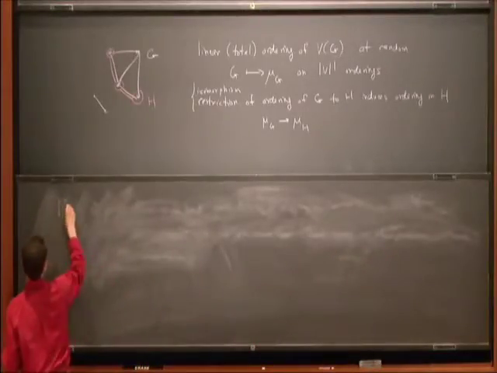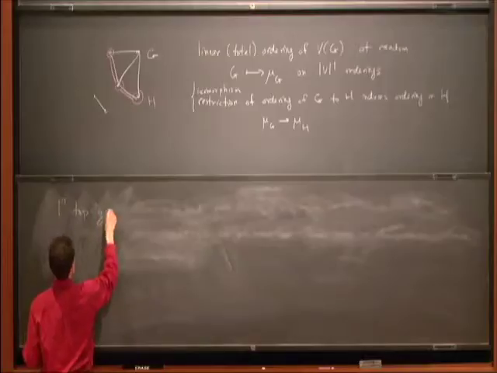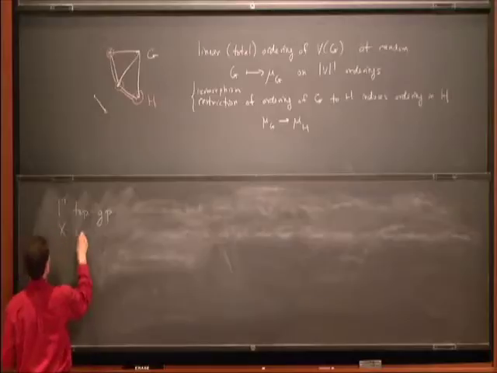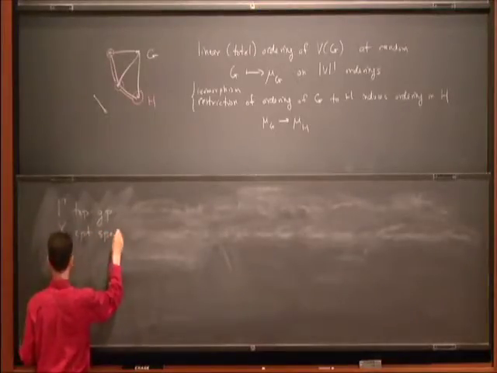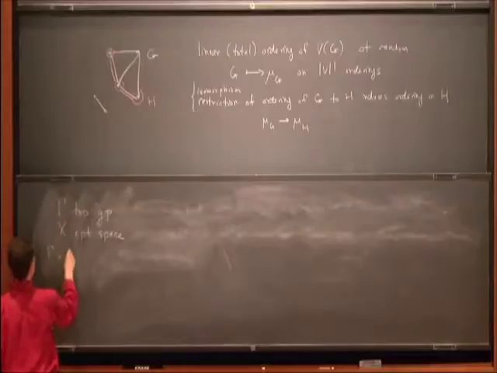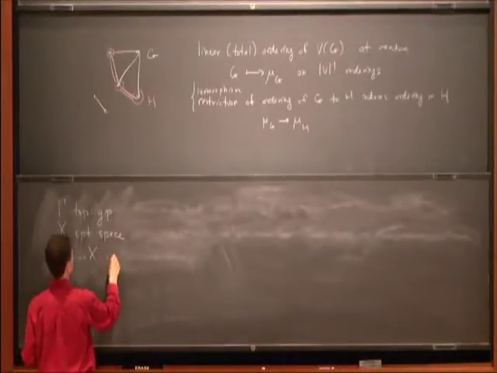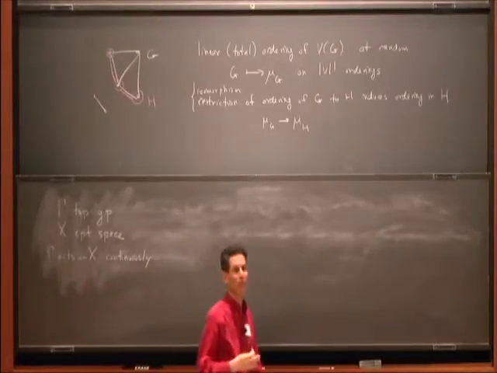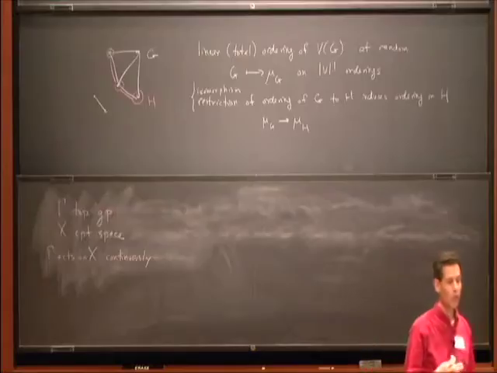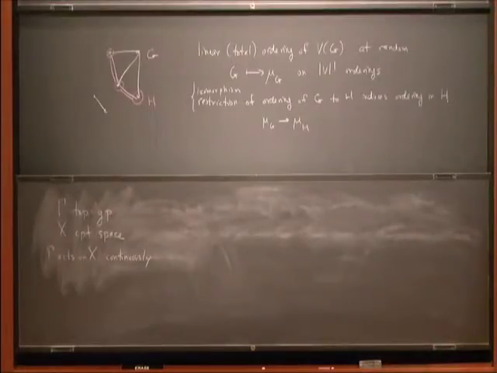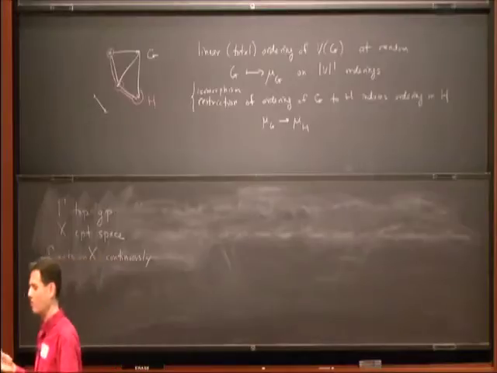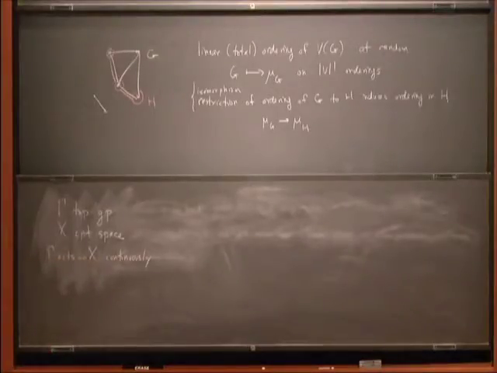So let me set the general stage. Suppose gamma is a topological group, X is a compact space, and gamma acts on X continuously. So that means every element of the group is a continuous bijection of X, and it's a group action. And in fact, gamma is not discrete, so the action as a map on gamma cross X is continuous. That's what a continuous action means.